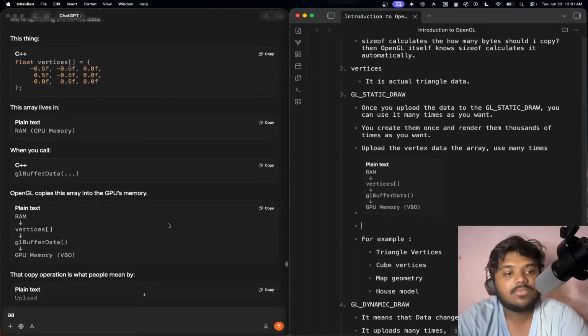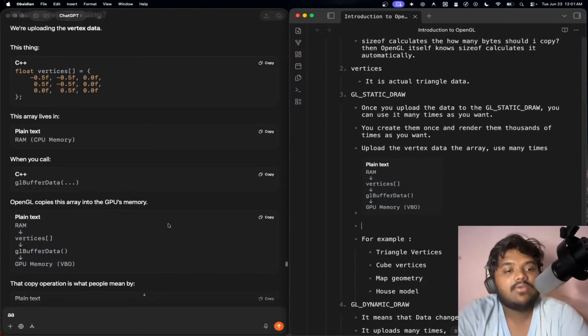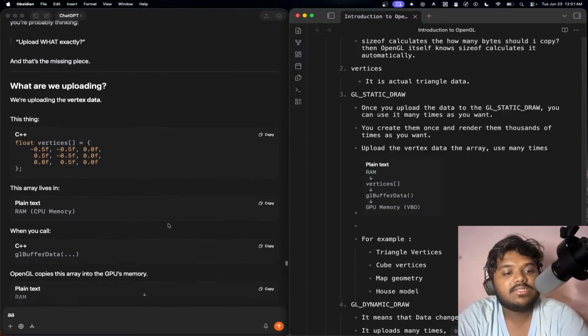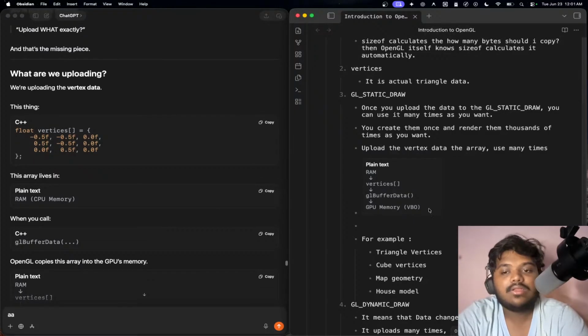I kind of forgot to mention that when I call this, the array lives in the RAM. So okay, I think I need to take the notes.